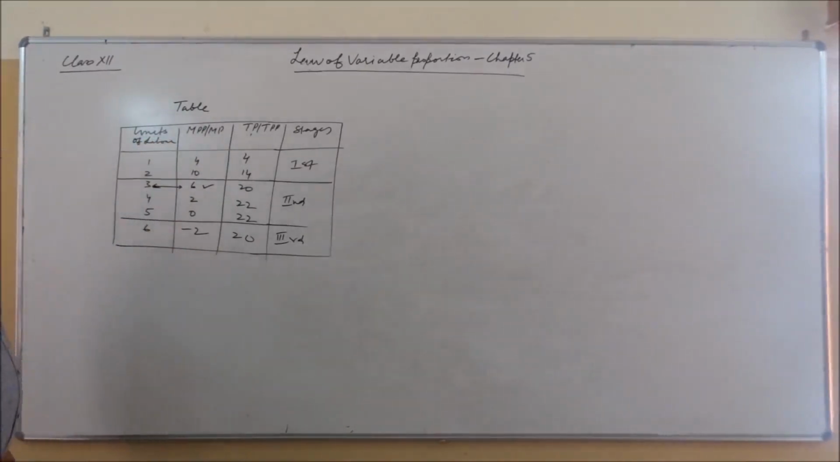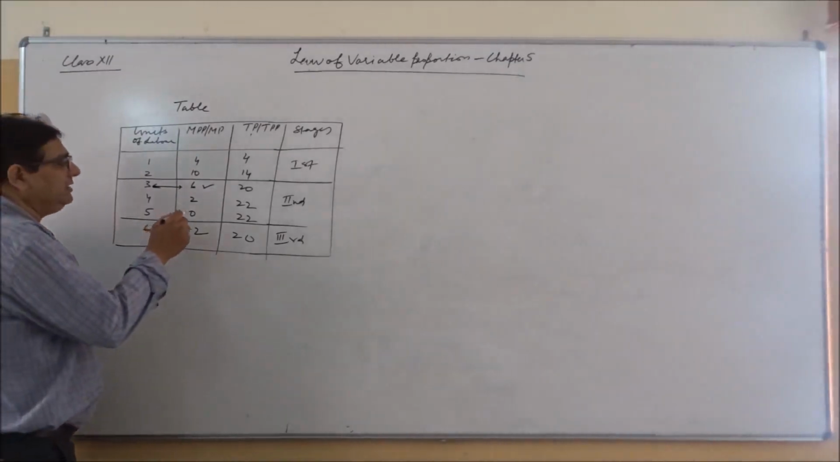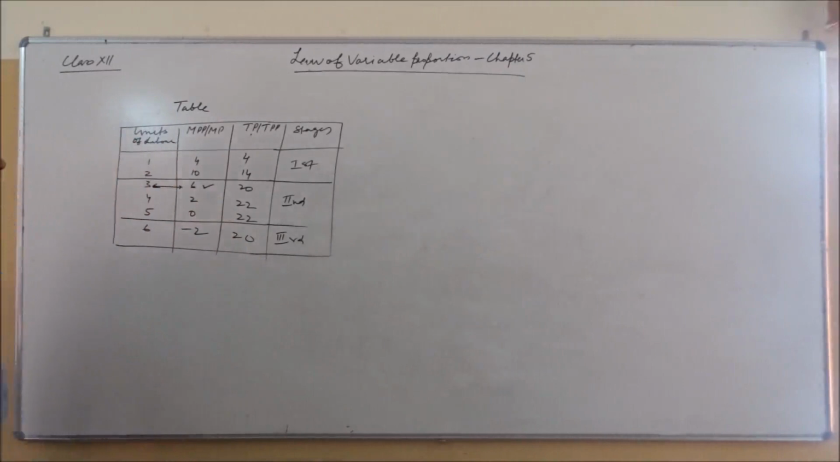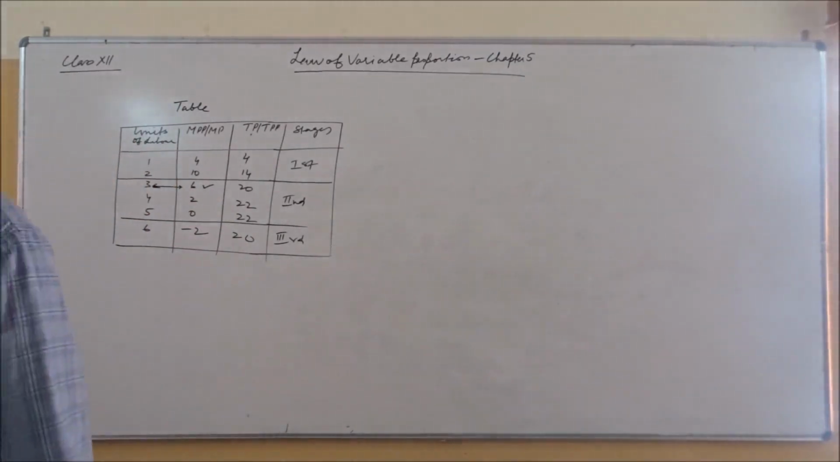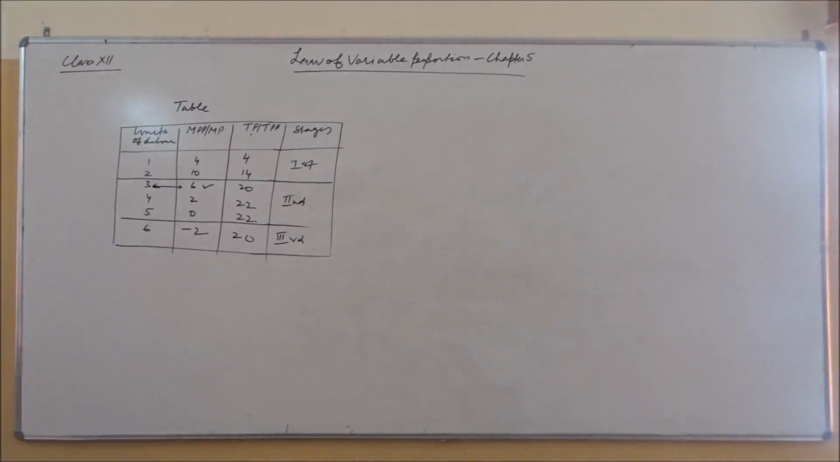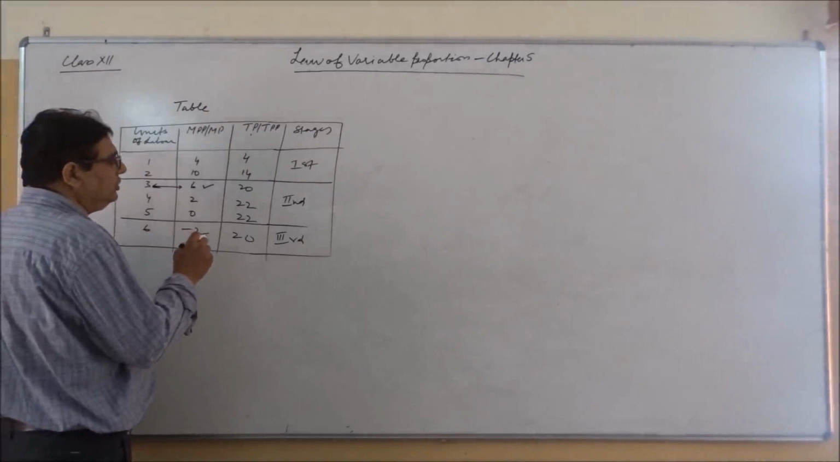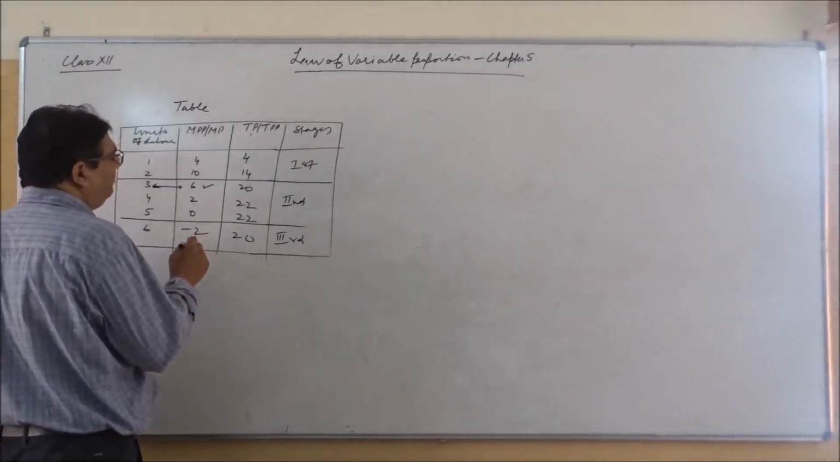It produces only 2 units of good, that is its MP, right? 2. So total production becomes 22. When the 5th unit of labor is employed, it produces 0. It produces 0 production.